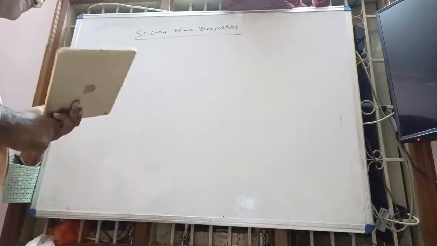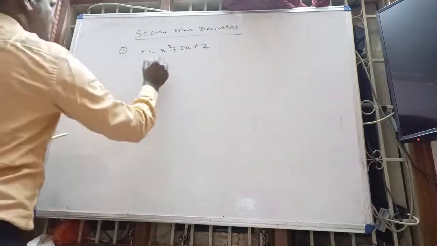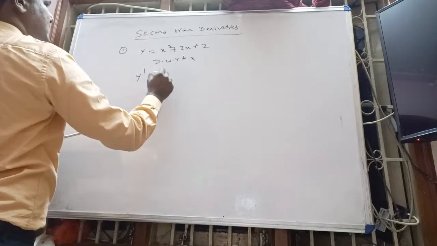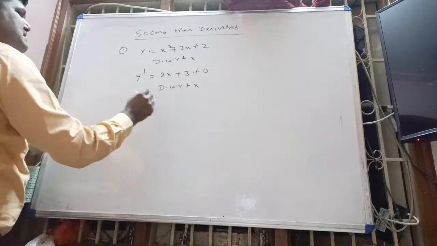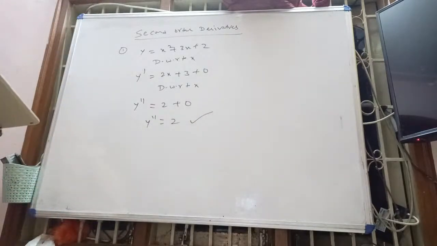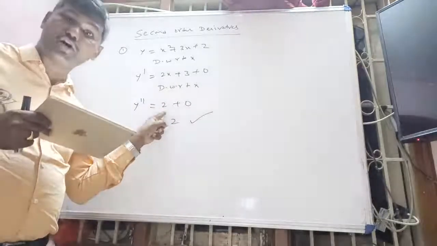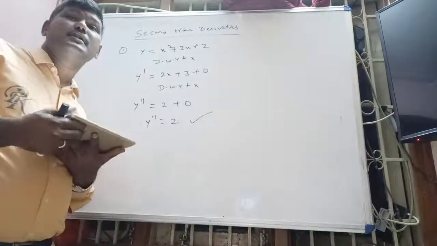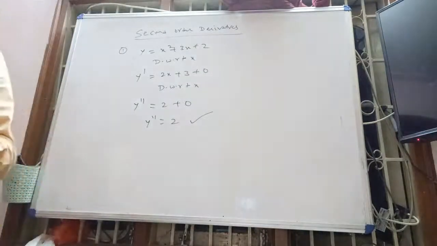The question is given like this: let y is equal to x square plus 3x plus 2, differentiate with respect to x, dear students. After differentiating, y1 or y dash: x square becomes 2x, 3x becomes 3, 2 becomes 0. Again differentiate with respect to x, y double dash: 2x becomes 2, 3 becomes 0, the final answer is 2. So after first derivative, the quadratic equation becomes linear. After second order derivative, the linear becomes constant. So after differentiation, the power is diminishing. That means quadratic to linear, linear to constant, like that. Understand?